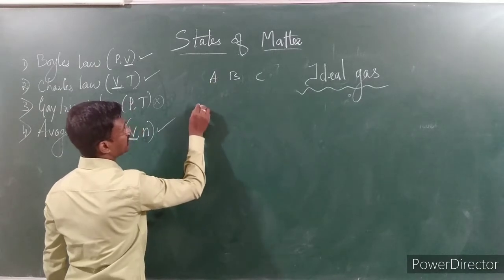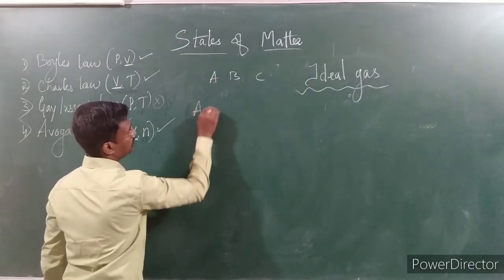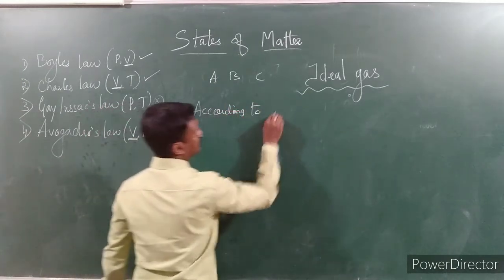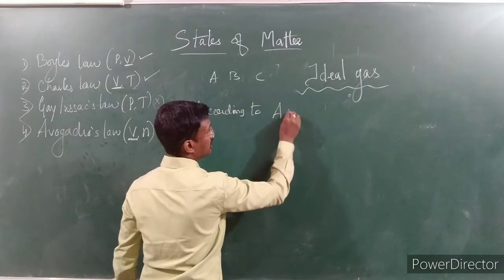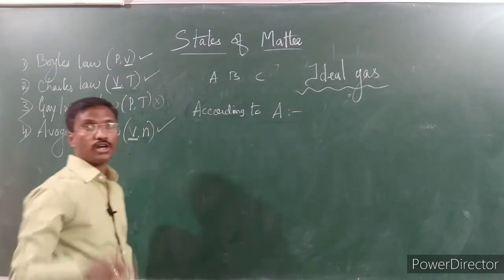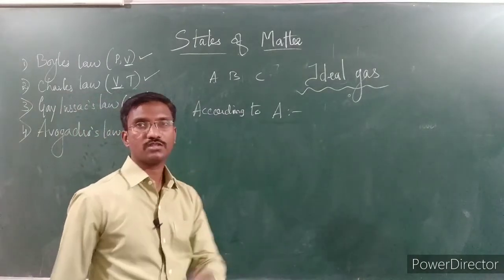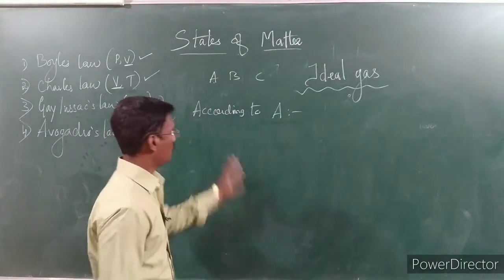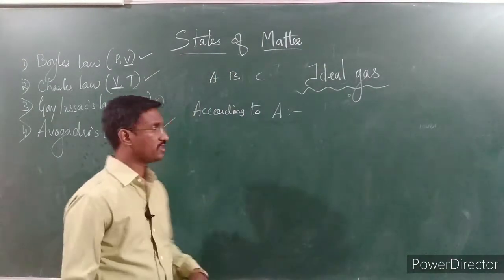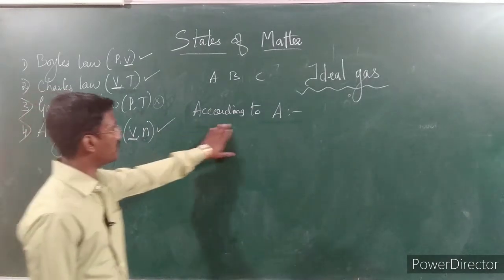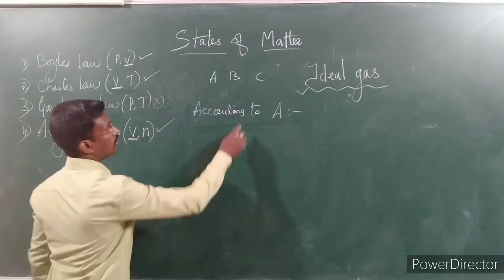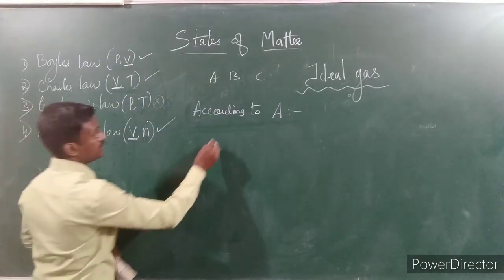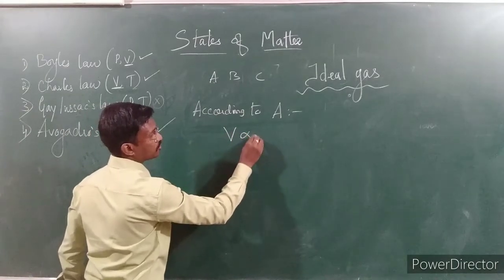So according to the Avogadro's law, first one. A is nothing but according to Avogadro's law. Don't write this short form here. I have observed that sometimes when I use the short form, you are not supposed to use that short form. You have to write it in long form. Because I am writing the short form for that reason. According to Avogadro's law, what we have to write? Avogadro's law: V is directly proportional to n.